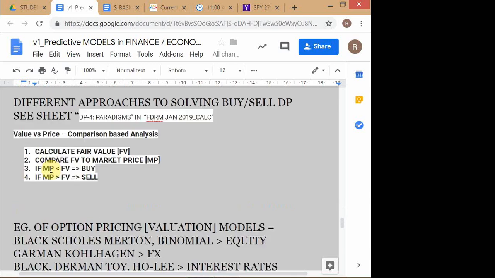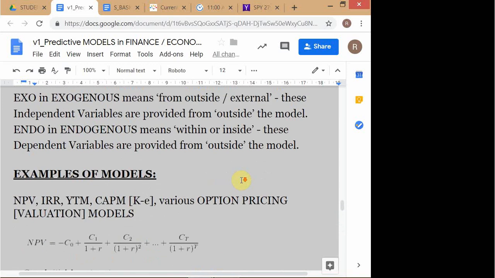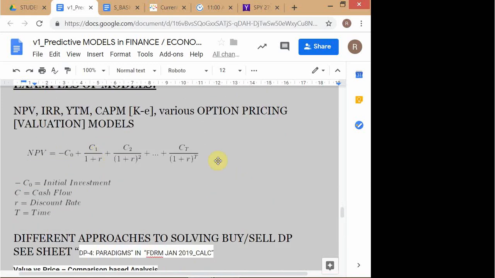Now if market price is greater than fair value, what will happen here? If the market price is greater than fair value, NPV will be negative. If negative NPV, what do you do? Do you accept the project? You reject the project. Can I say that rejecting the project is the same as selling the project? No, sir. Yes, sir.